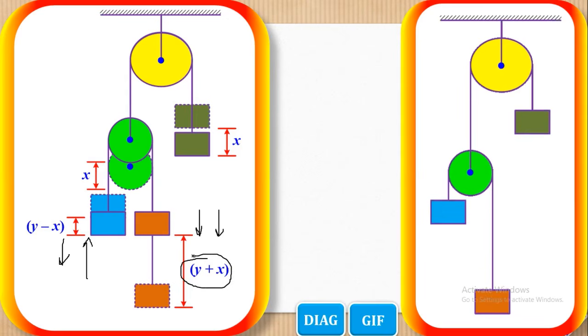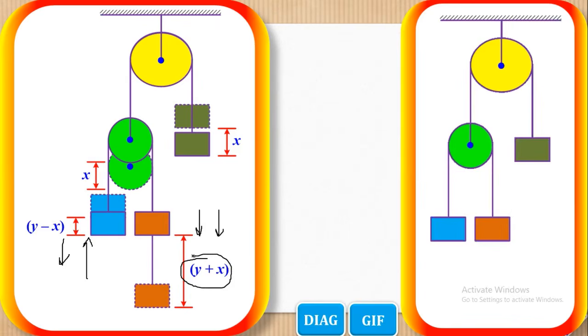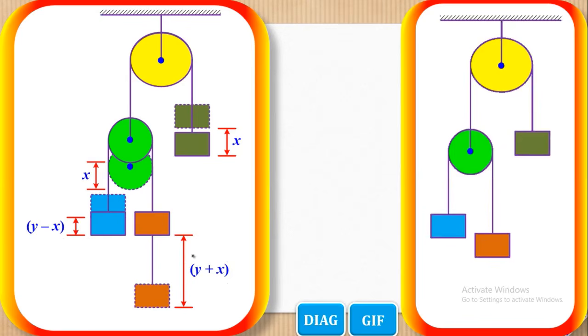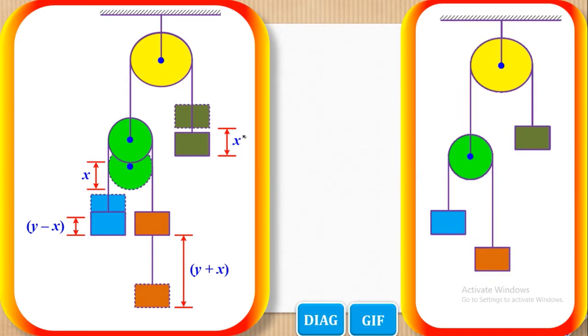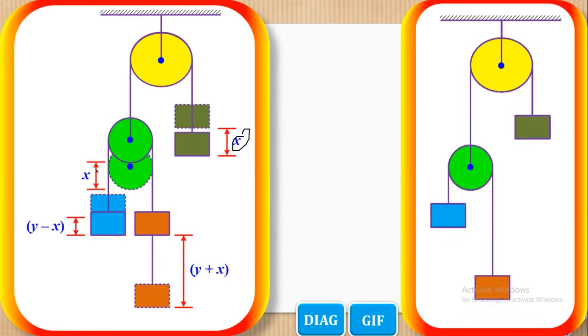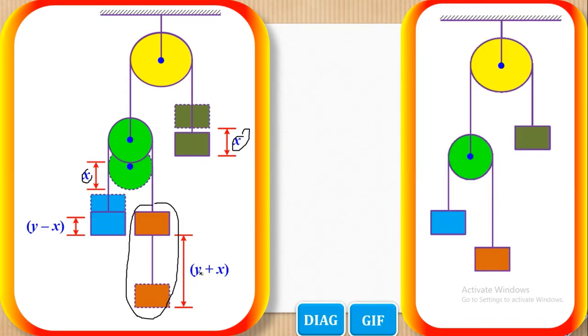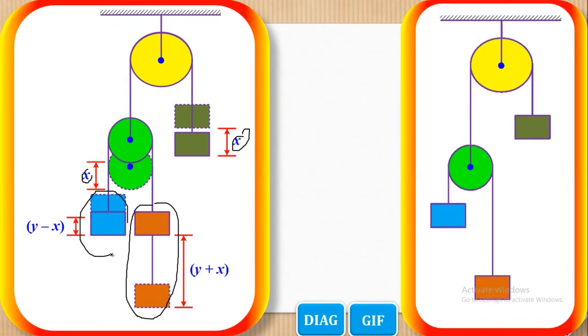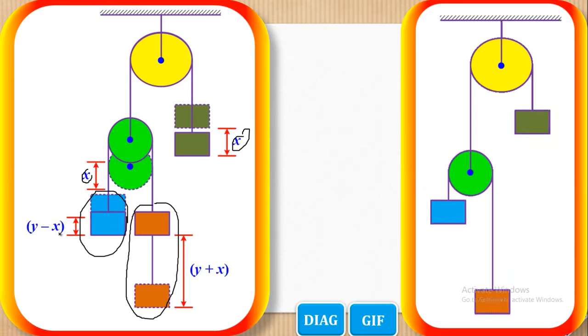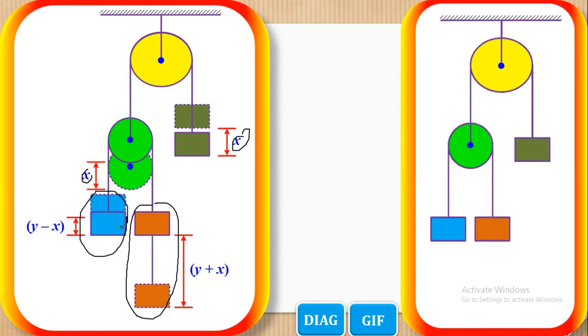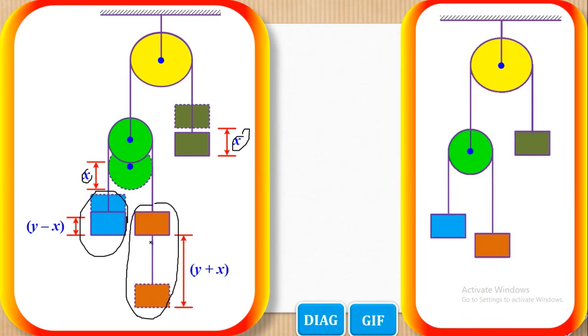Now what does that mean? Remember we said acceleration is equivalent to the displacement. Therefore if x is a1, this will also be a1, and if y is a2, it implies that the resultant acceleration of this body will be a2 plus a1, and the resultant acceleration of this body will be a2 minus a1. So always remember that acceleration is equivalent to the displacement.